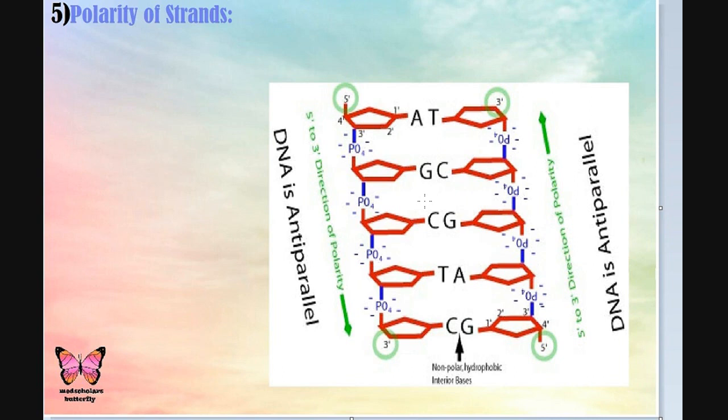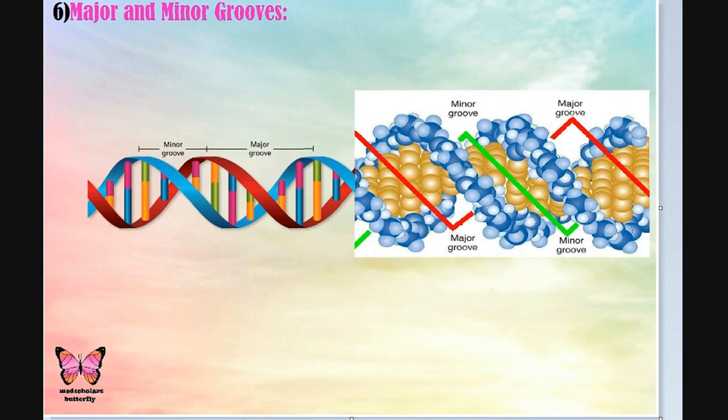In the polarity of the strands, as said earlier regarding the antiparallel nature, one strand goes in the 5' to 3' direction, whereas the second strand goes in the 3' to 5' direction, the opposite. So it is antiparallel, and this is the polarity of the strands in DNA. The coiling of antiparallel strands occurs in the right hand direction, and this coiling of DNA strands in the right hand direction creates grooves.